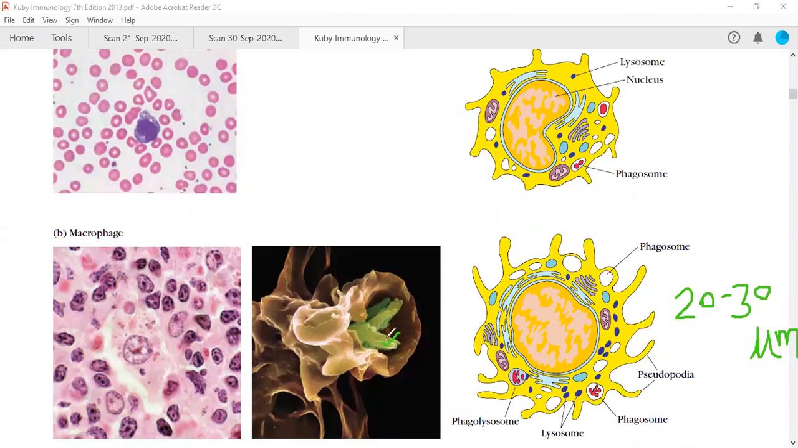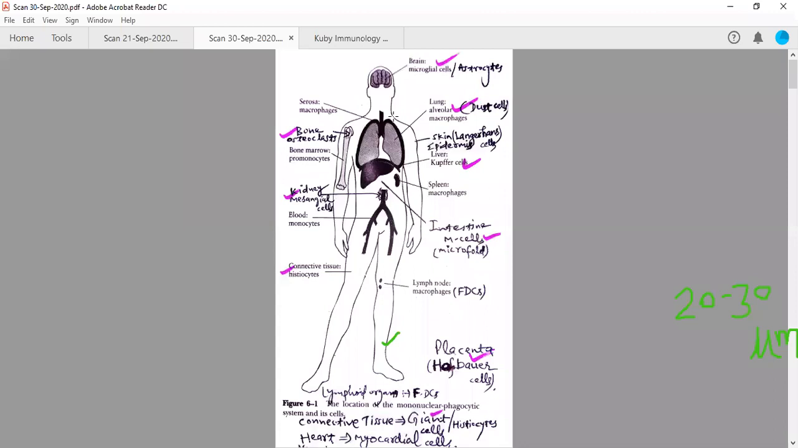Not only this, they also have one very important property we will discuss. At times, if a pathogen is big enough that it cannot be engulfed by a single macrophage, what will happen? Several macrophages will fuse together to make a giant cell, and this big cell will then kill the pathogen anyhow. So they also have this fusing property to make a big cell. We will discuss that also. First of all, we have covered this already.